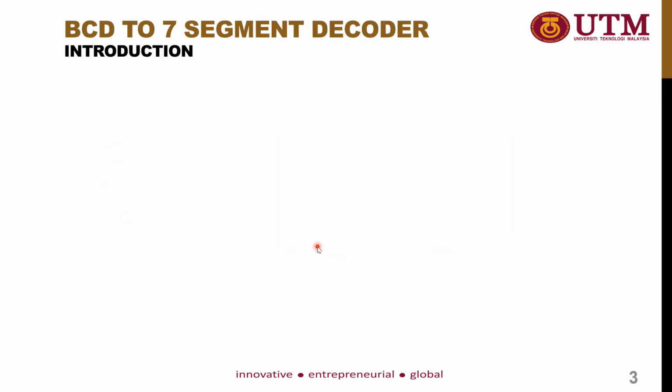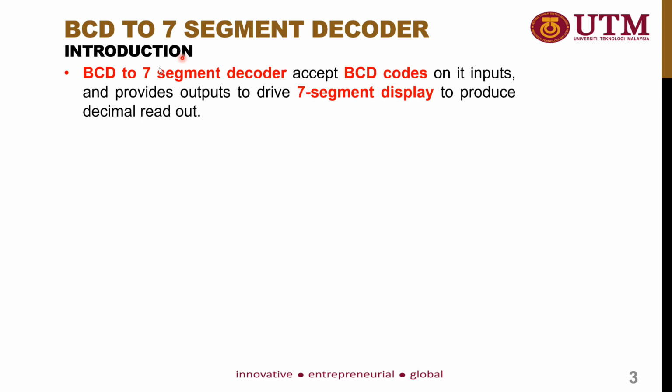So the first part of this lesson is about the introduction to the BCD to 7 segment display decoder. The BCD to 7 segment decoder accepts BCD codes on its input and provides outputs to drive a 7 segment display to produce a decimal readout. In the previous lesson, I already explained what BCD is, which is binary coded decimal. In this section, the BCD is used to operate the 7 segment display.